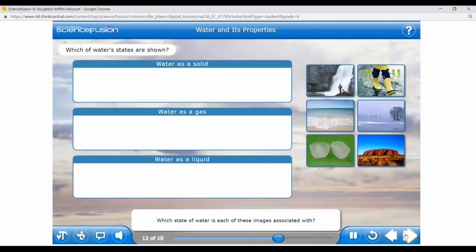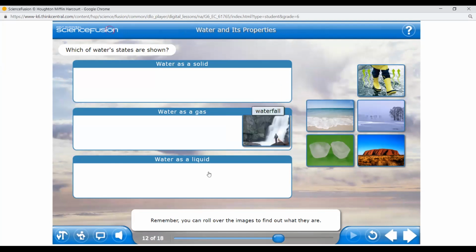Which state of water is each of these images associated with? Drag each image to the correct box. Remember, you can roll over the images to find out what they are. Okay, so this one, waterfall: solid, liquid, or gas? Anyone can answer that. Liquid.